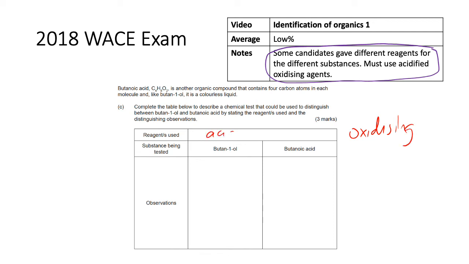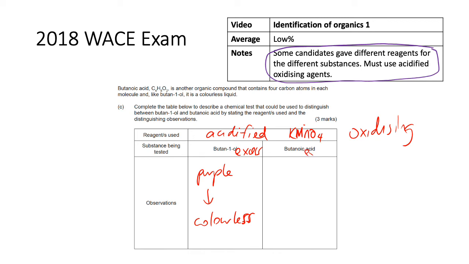So something like acidified potassium permanganate, KMnO4. Observations: remember, you've got to do the observations for whether it reacts or whether it doesn't react. So this one will go from purple to colorless, and obviously you might want to write it a little more. So a purple solution goes to a colorless solution, and you should recognize that the butanol would have to be in excess for that.